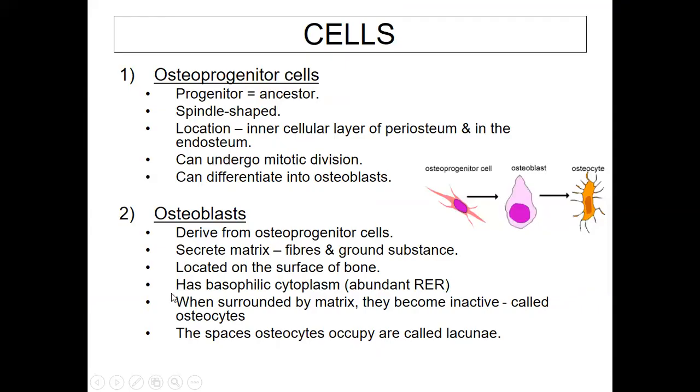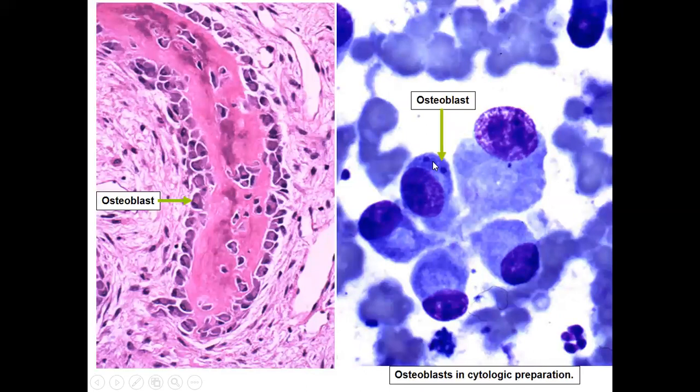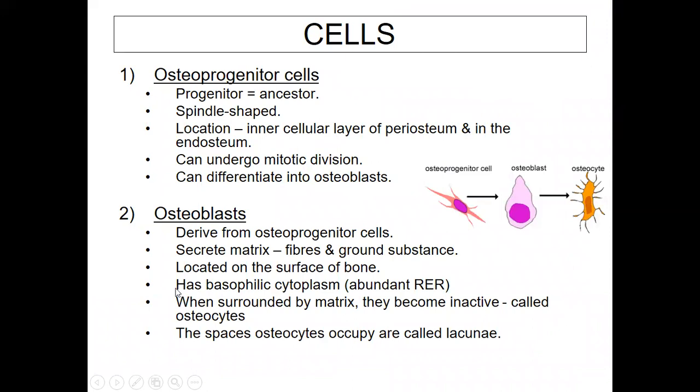In terms of its characteristics, it has a basophilic cytoplasm. Basophilic means bluish cytoplasm. You can see here, it is bluish in color. Why does it have a basophilic cytoplasm? It is due to the abundance of rough endoplasmic reticulum, which gives the bluish color.